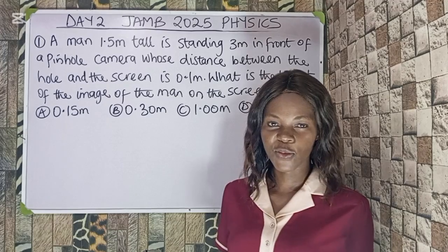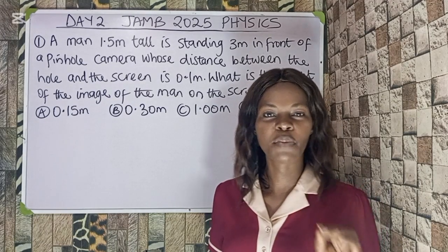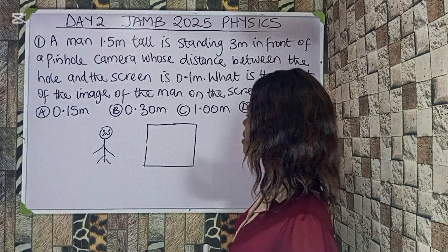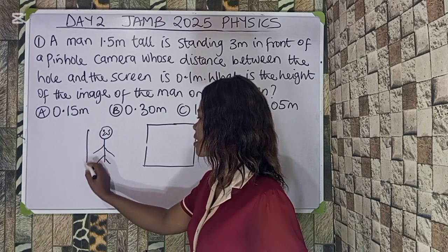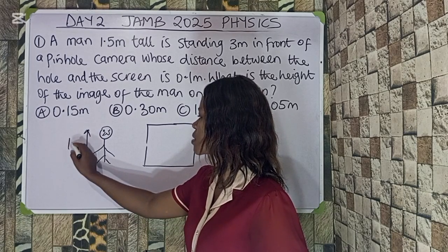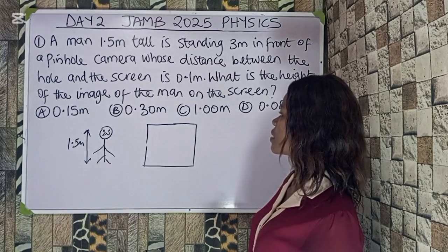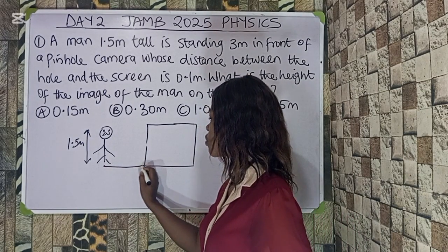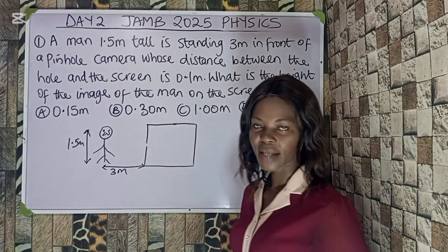Now, before we solve this question, you must ask yourself, what is a pinhole camera? How do you sketch a pinhole camera? So let me do a rough sketch. It said a man 1.5 meters tall, so this is the height of the man, 1.5 meters. And he's standing 3 meters in front of a pinhole camera. So the distance of this man to where the pinhole camera is, is 3 meters. Hope you are getting it.